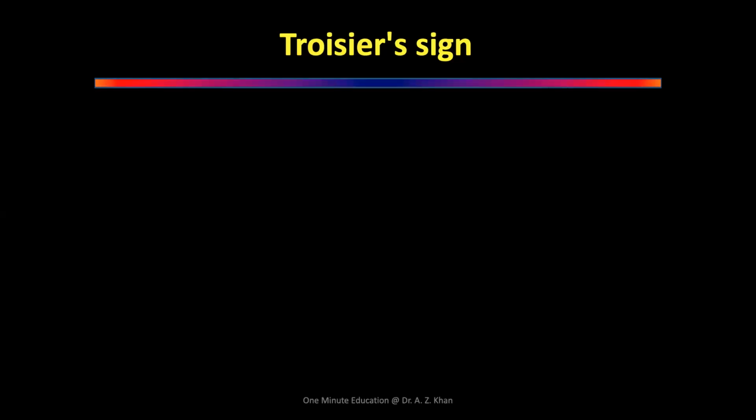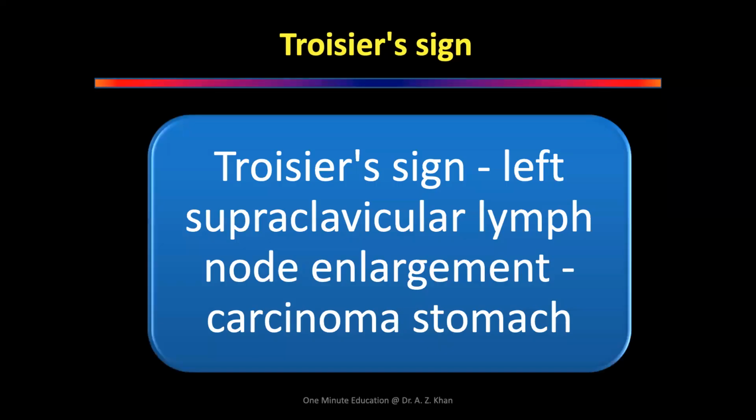Yes. Yes, sir. Okay, it's left supraclavicular lymph node enlargement, usually found in cancer of the stomach. Okay, commonest sign. Cancer of the stomach with left supraclavicular lymph node involvement is called Virchow's node or Troisier's sign. Okay, next question coming up.